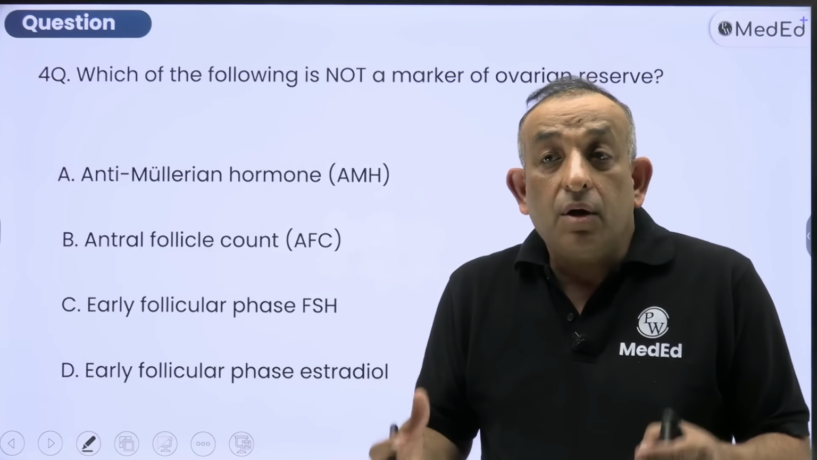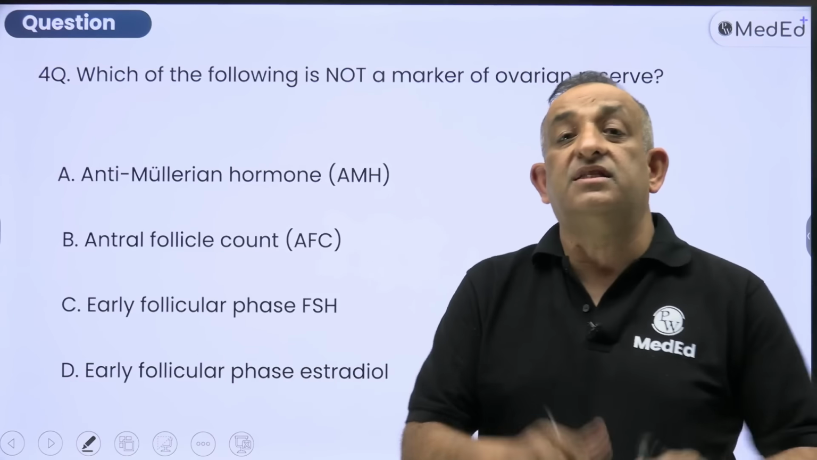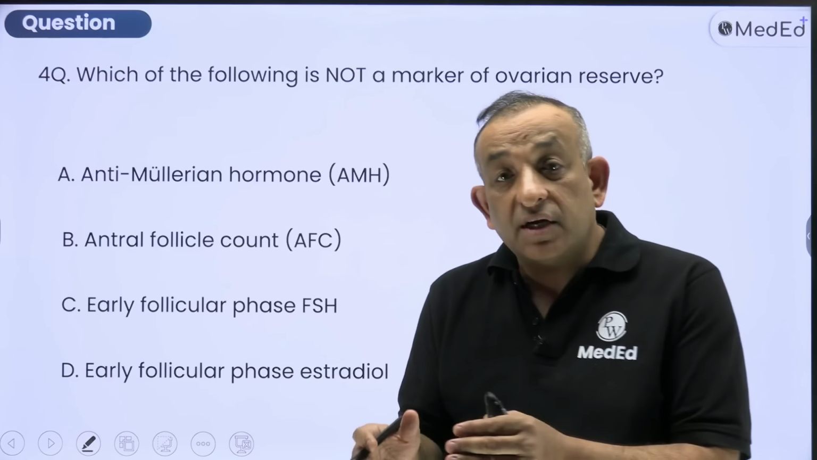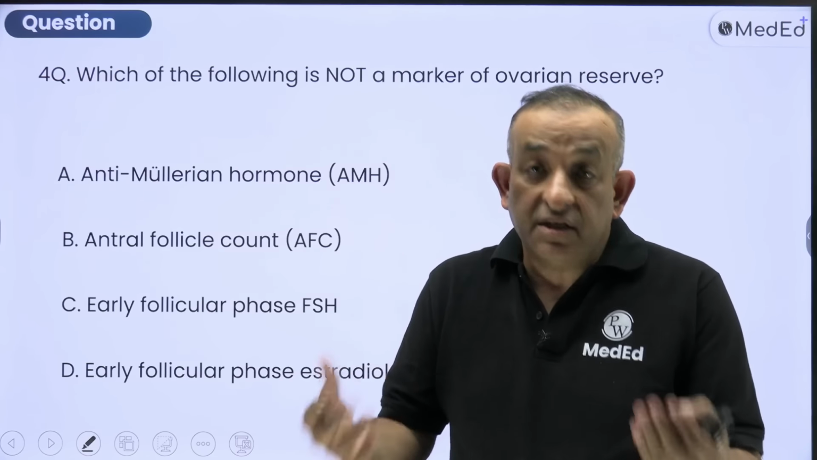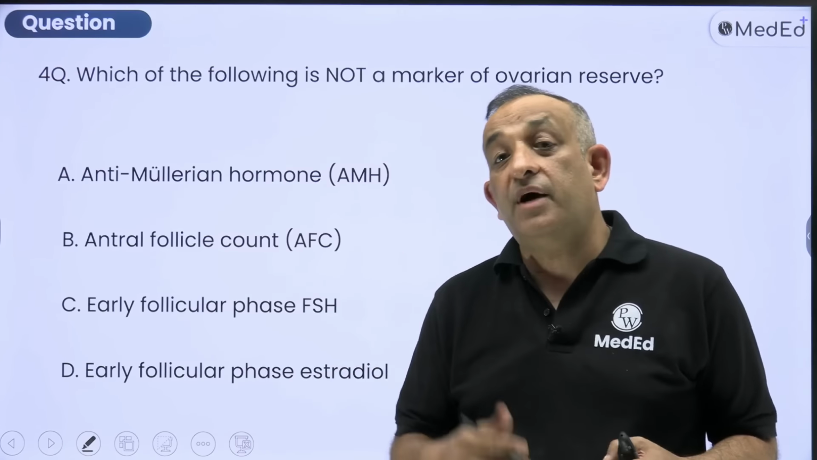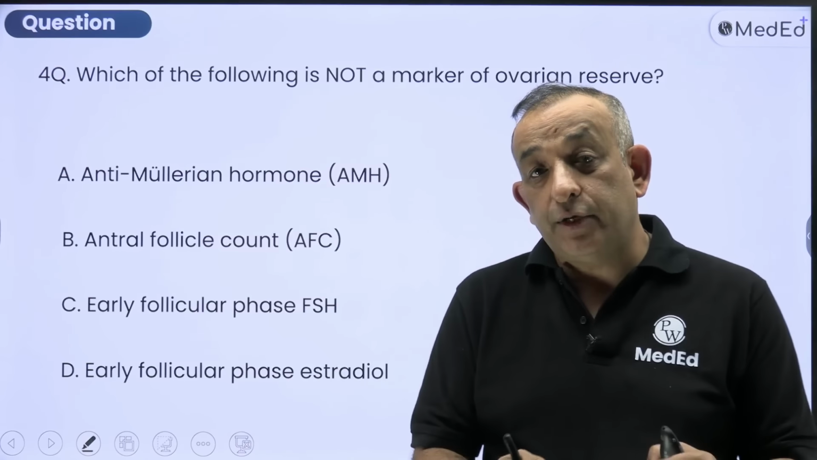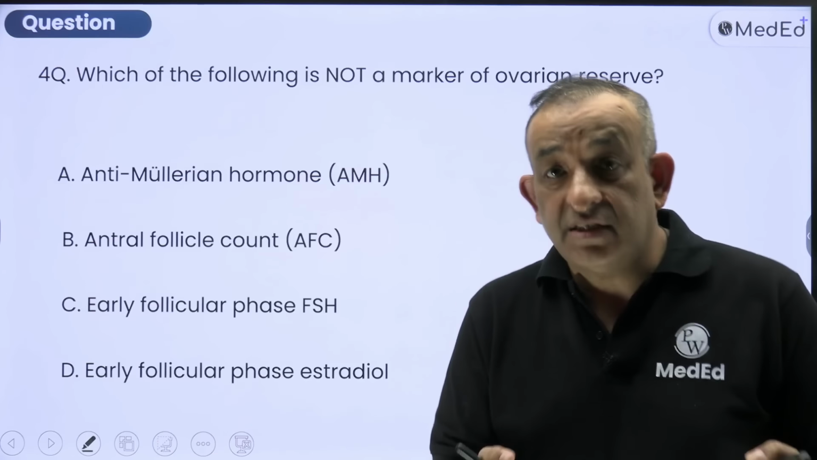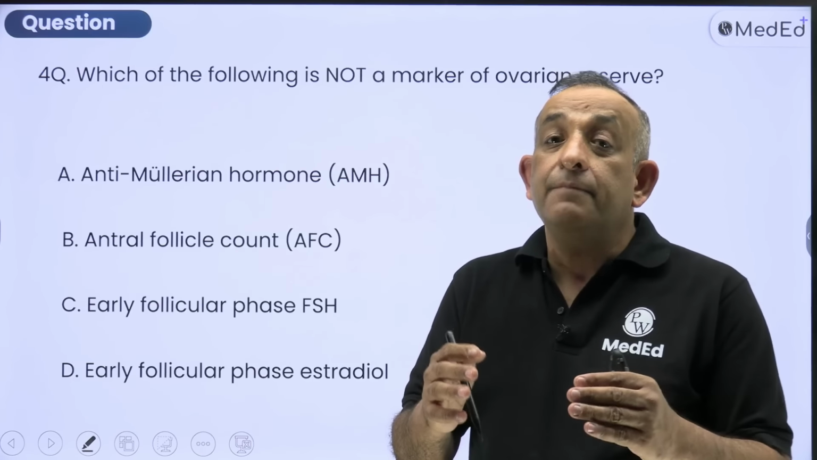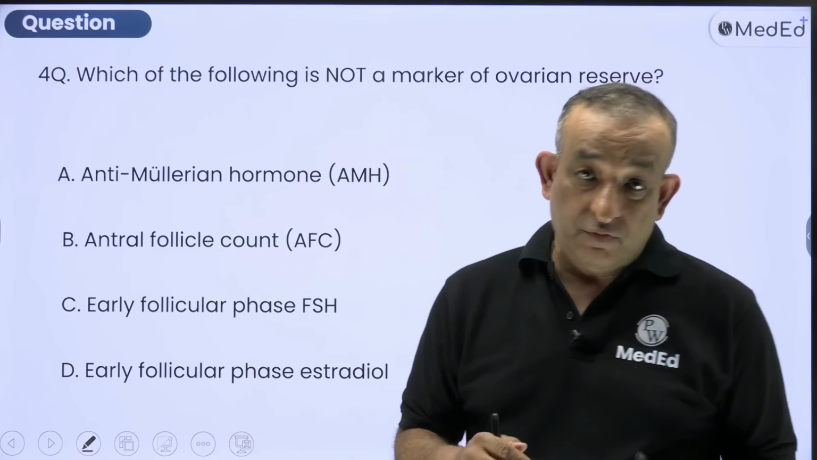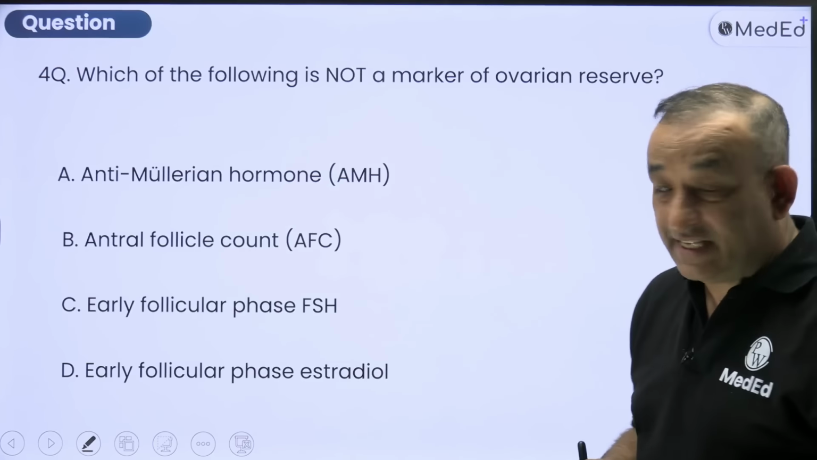Why? Because there are a lot of young women who are not conceiving. So when young women are not conceiving, why? Because the reserve is poor. So you can check the reserve by FSH values, AMH values. You can check by the ovarian size. You can also check it by the number of antral follicles in the ovary. Yes, those are the good tests.